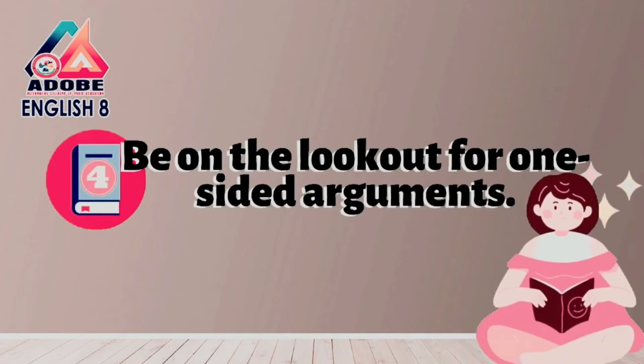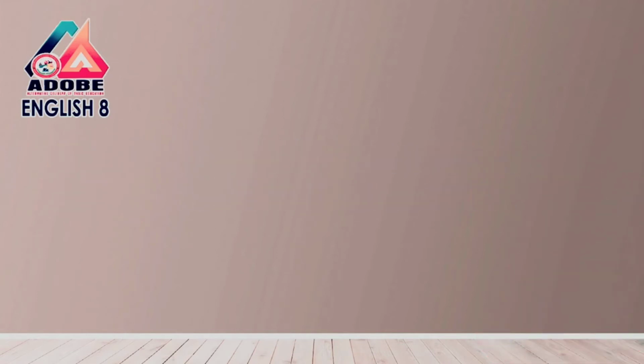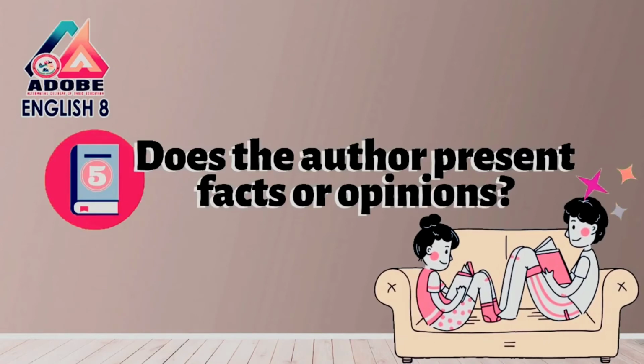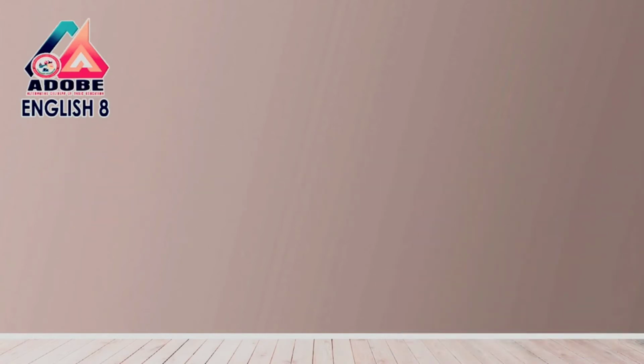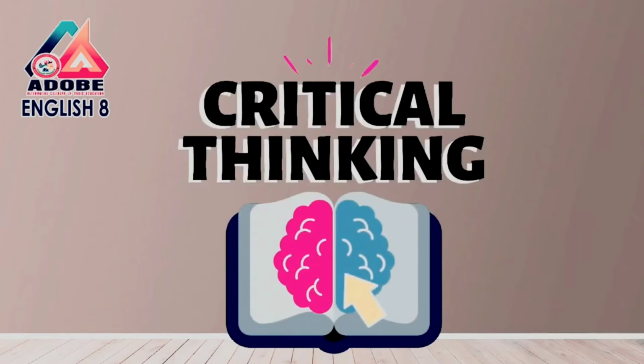Number 4. Be on the lookout for one-sided arguments. If the author only presents one side of the argument, his or her writing is probably biased. Number 5. Does the author present facts or opinions? If the author presents mainly his opinion, the text is biased. With the power of our critical thinking skills, it would be easier for readers to examine a text for the author's bias.